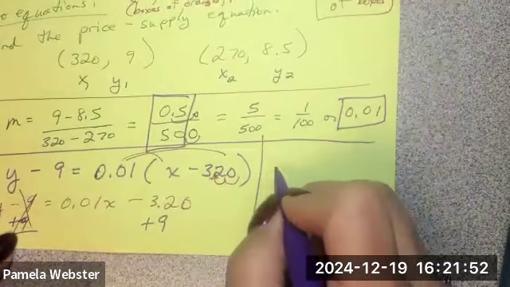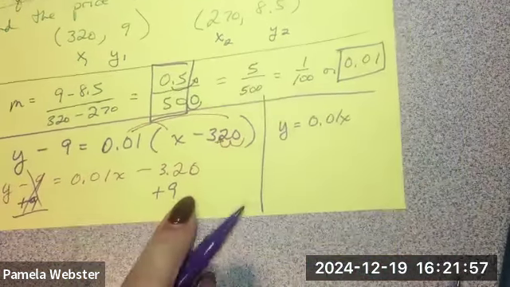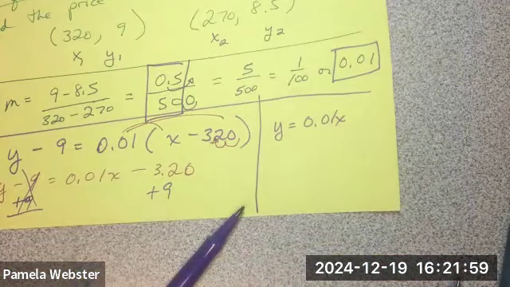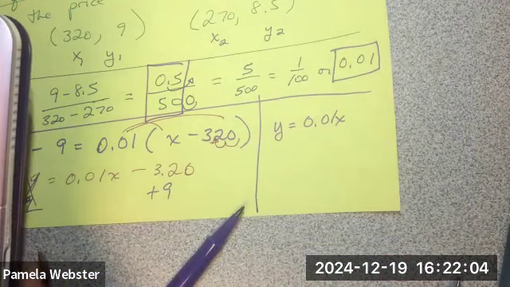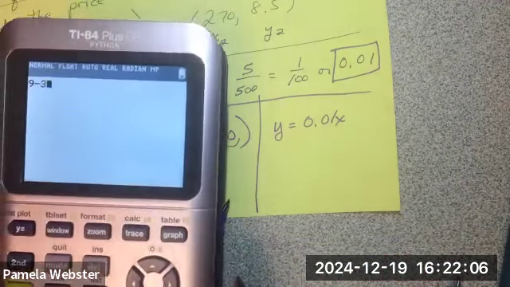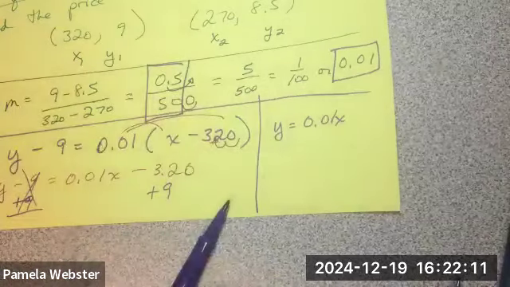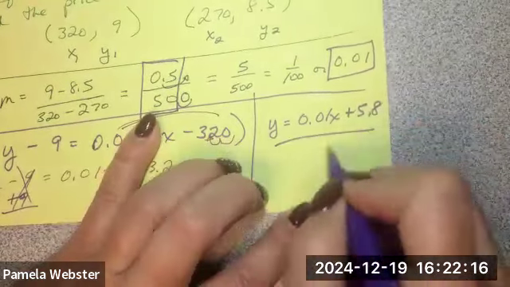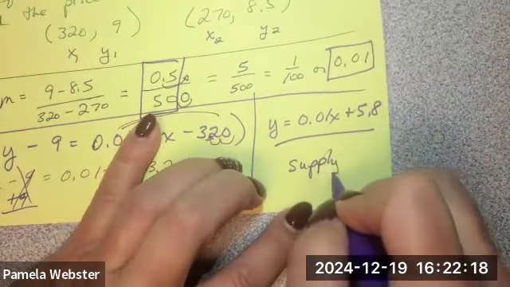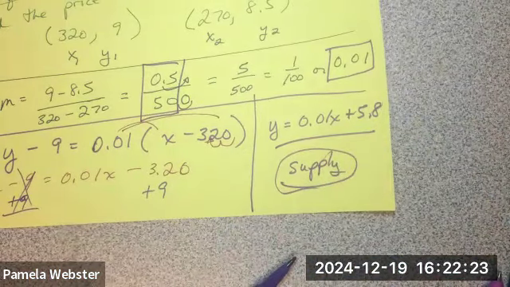So what I'm getting, I'm going to put it right here: y equals 0.01x, and I need a 3.2 negative, 9 minus 3.2, okay, 5.8, and it's positive. And again, this was on the supply end of things, right? So I also need a demand equation. I need that other end of things.